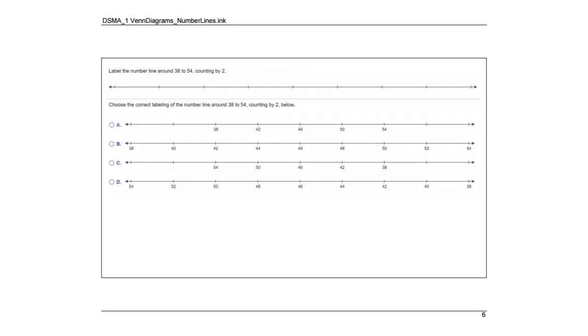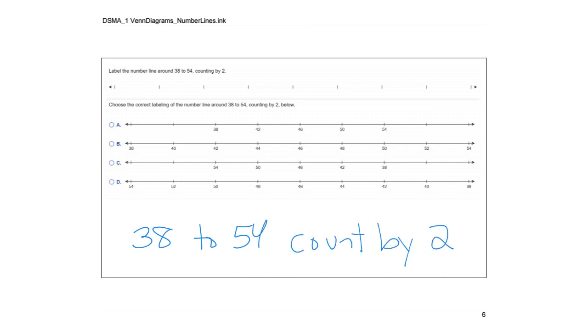All right, let's look at number lines again. So this is asking me to label a number line. I'm going to start at 38 and go to 54, and I want to count by twos. Now, it's very important that we go in numerical order, okay? You have to start with the smallest number. That's going to be on the left-hand side. The largest is going to be on the right. So A, we go from 38 to 54.